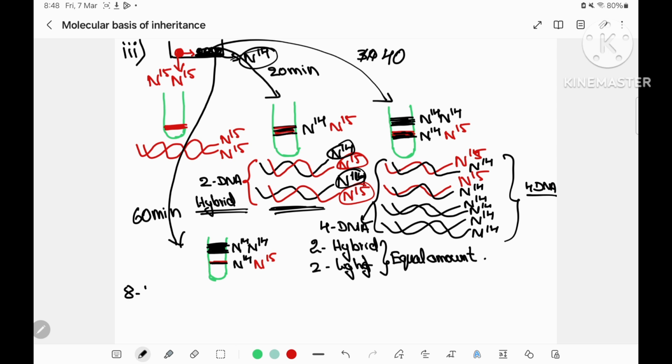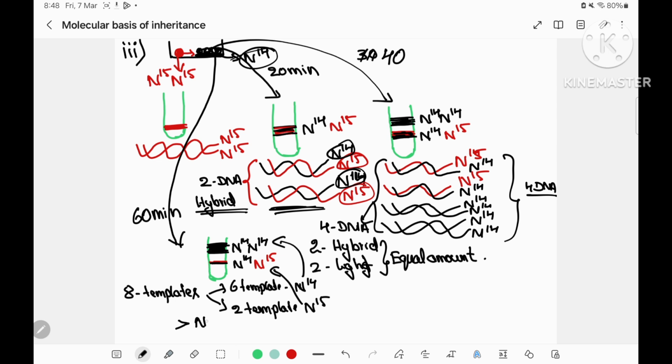Reason for this is in the previous, that is after 40 minutes, there are 4 DNA molecules formed, which means 8 templates. Among those 8 templates, 6 templates are having N14 and only 2 templates are having N15. So in the diagram it is clear.